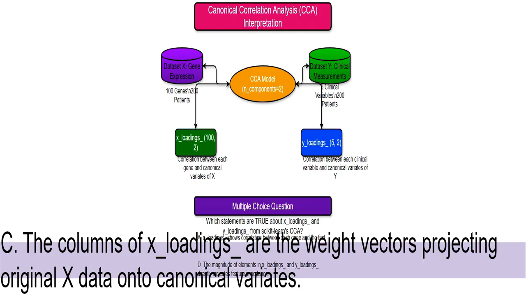Statement C asserts that the columns of x_loadings_ are the weight vectors that project the data in X onto its canonical variates. This probes your understanding of how the loadings are actually used in the CCA process. Think about the mathematical process. Do the columns represent weights used to map the original data into the new reduced dimension space?